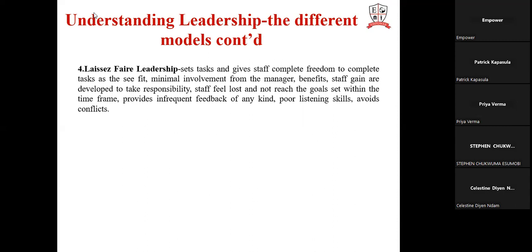We also have laissez-faire leadership, through which a leader sets tasks and gives staff complete freedom to complete tasks as they see fit. So it allows followers freedom to set their own goals, and there is minimal involvement from the manager. The only benefit is that staff develop to take responsibility. And somehow the staff feel lost and not able to reach the goals set within the time frame.